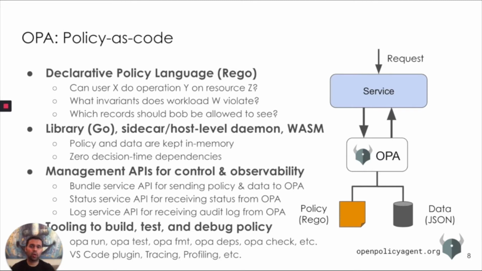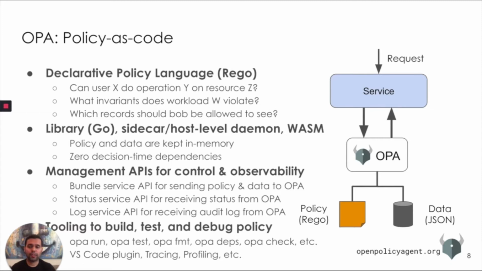You can deploy OPA as a sidecar, a host-level daemon, or you can embed it as a library as well. All the policies and all the data OPA needs for evaluation are stored in memory. So you can think of OPA as a host-level cache for your policy decisions. OPA does not have any decision time dependencies, so it doesn't have to talk to an external service for making a policy decision. However, you can extend OPA to do that, but it's optional.